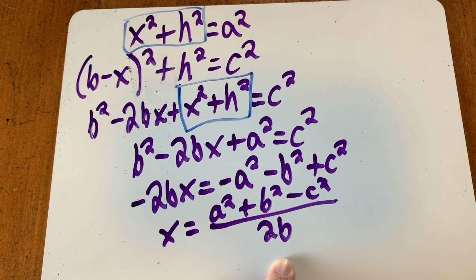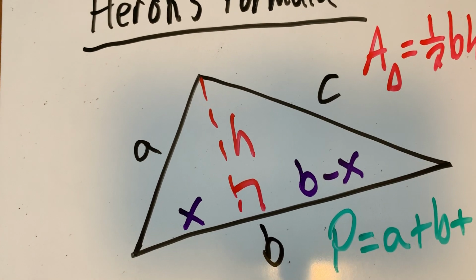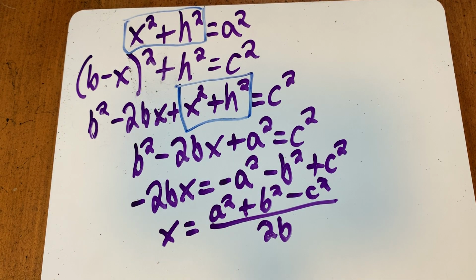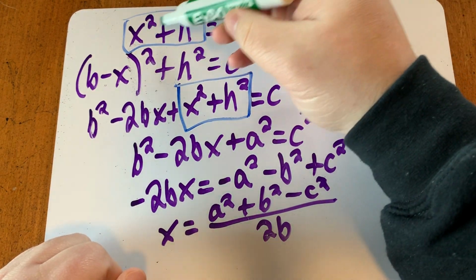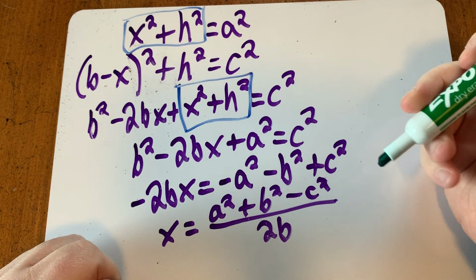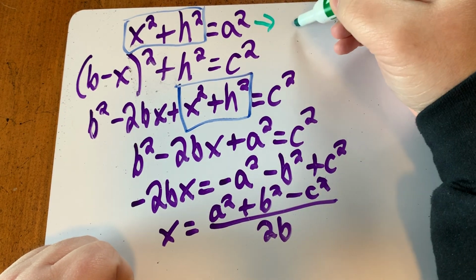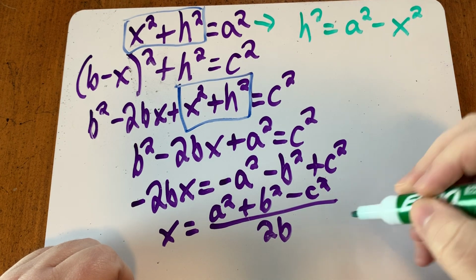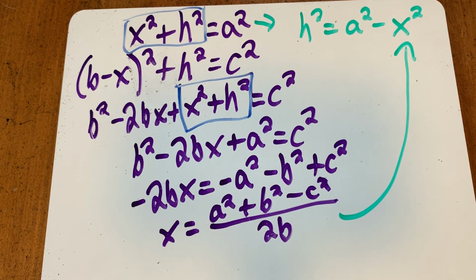Well, we don't want x. In our triangle, we want h. We want to be able to find the height, so we can do 1/2 times b times h. Oh, but look here. We have an equation in terms of x and h and a. We know a. And now we know x in terms of a, b, and c. So h squared equals a squared minus x squared. So if we take this and stick it in there, we'll have an expression for h in terms of only a, b, and c, which is what we want. So I'm going to do that on another whiteboard.